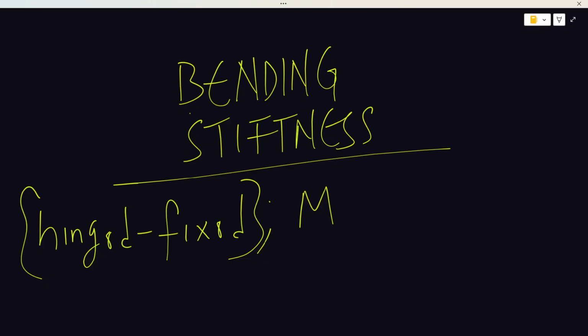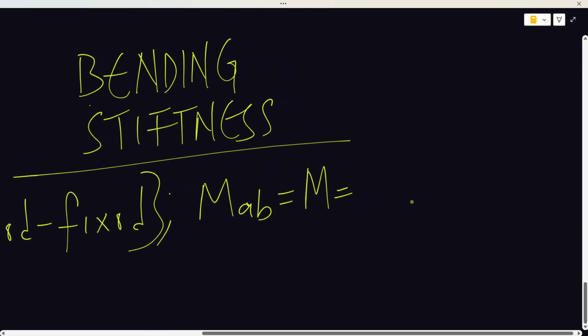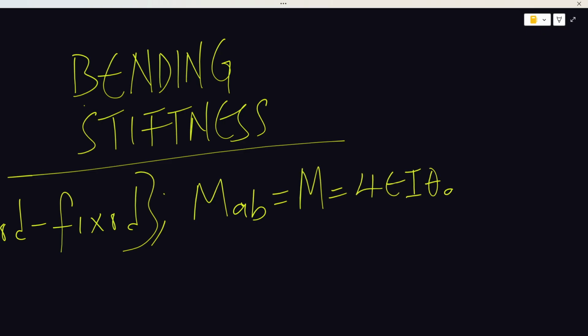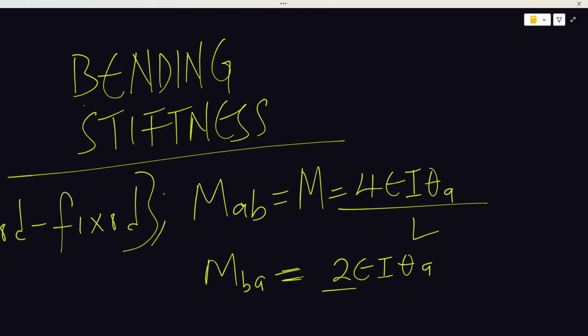So MAB, which was our moment applied at the near end, you'll see what I mean very soon, was 4EI theta A over L. And MBA, the moment at the far end, was 2EI theta A over L. But we don't even need this. I just want to let us know something. The moment applied.